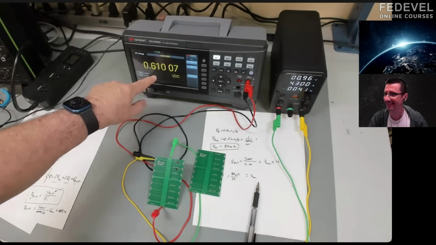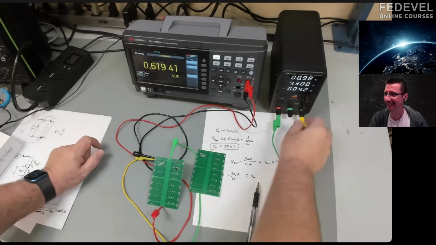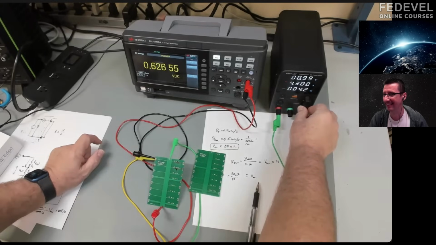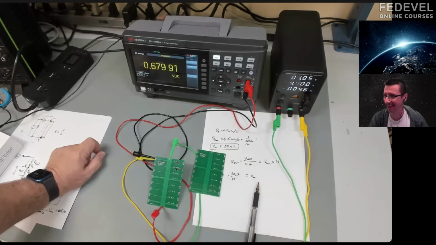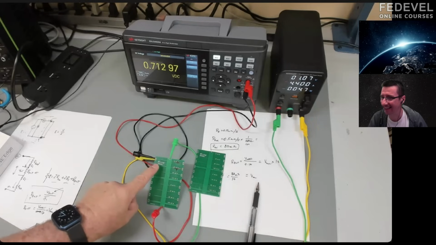It's a steady increase. It's getting faster and faster. Let's just do a little bit more. It's 4.4 amps. Okay. Is it changing? Yes, it's changing. Can you see the smoke?